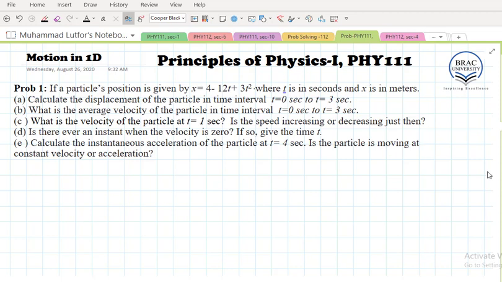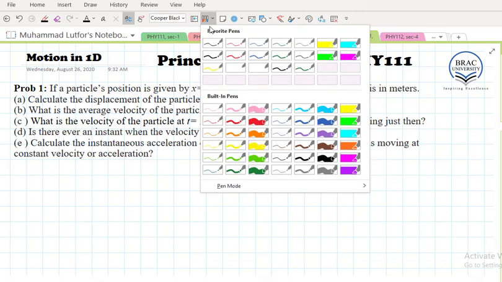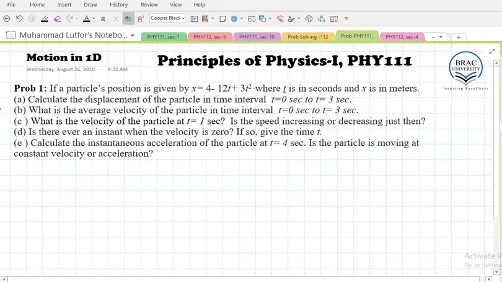So for example, in this problem, a particle is traveling towards the x direction according to the equation that is given. The displacement equation is x equal to 4 minus 12t plus 3t squared, where t is in seconds and x in meters. In the first question they ask me to find the displacement of the particle in the time interval t equal 0 second to t equal 3 seconds.